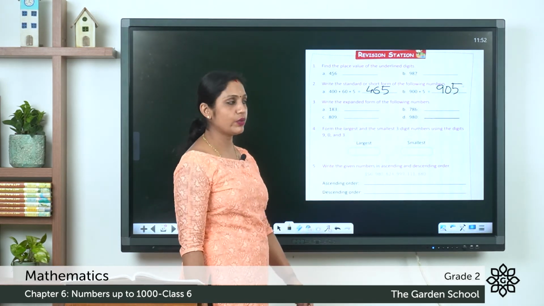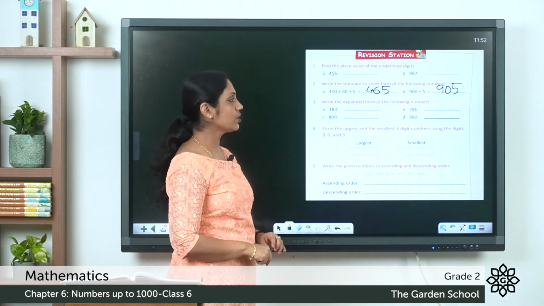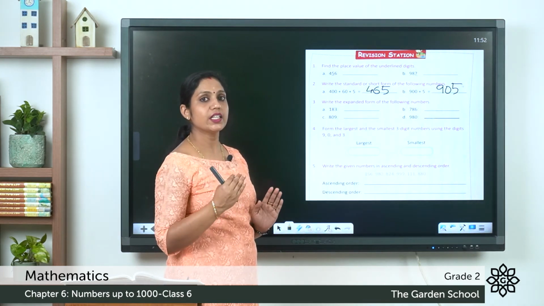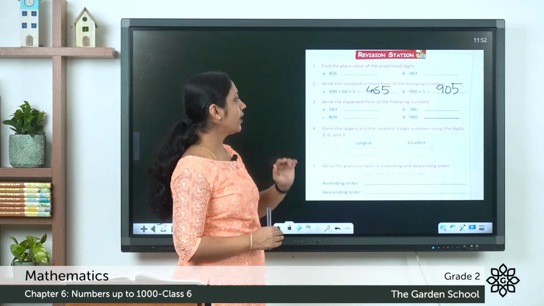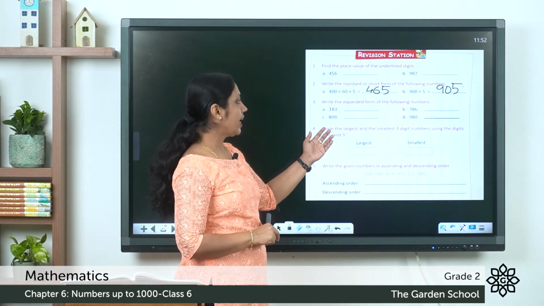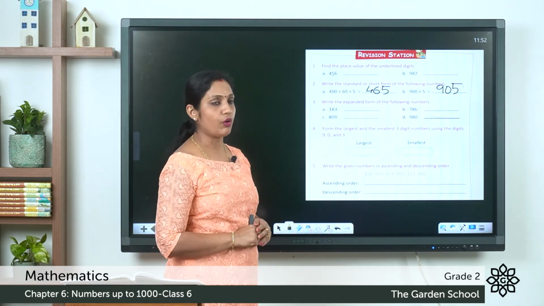Let's move on to the third question. Write the expanded form of the following numbers. So we have to expand. We have been given the numbers in the short form and we have to write them in the expanded form. So 183, 786, 809, 980. Write these numbers in the expanded form.